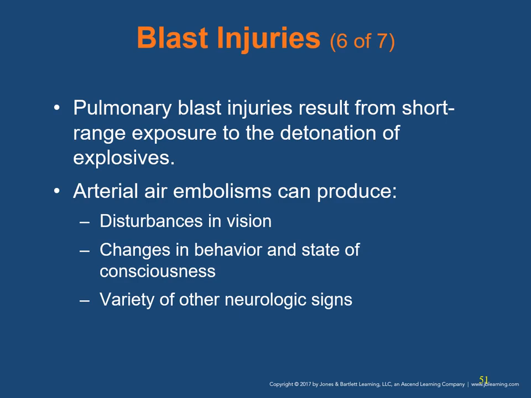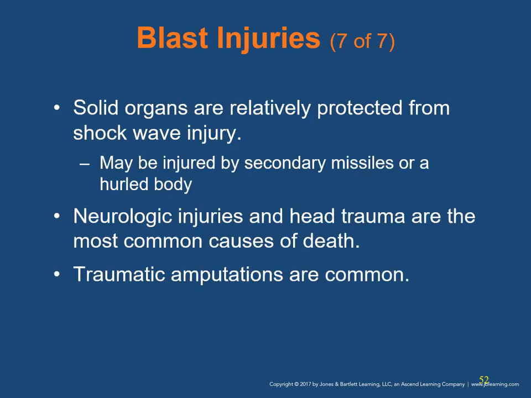This can produce disturbances in vision, changes in behavior, changes in state of consciousness, and a variety of other neurologic signs. Solid organs are relatively protected from shockwave injuries, but may be injured by secondary missiles or a hurled body. Neurologic injuries and head trauma are the most common causes of death from blast injuries. Subarachnoid and subdural hematomas are often seen. Bradycardia and hypertension are common. Extremity injuries, including traumatic amputations, are common.